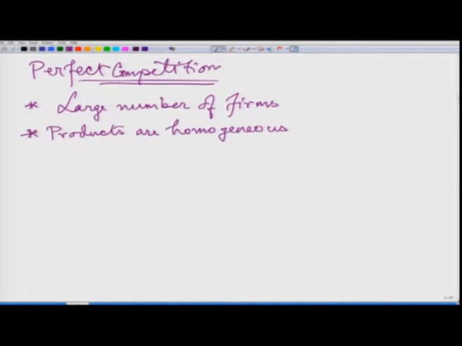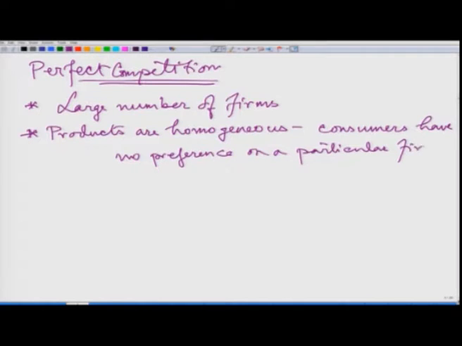And consumers have no preference, or I will say no preference for a particular firm based on the product characteristics, because all the products are absolutely similar.